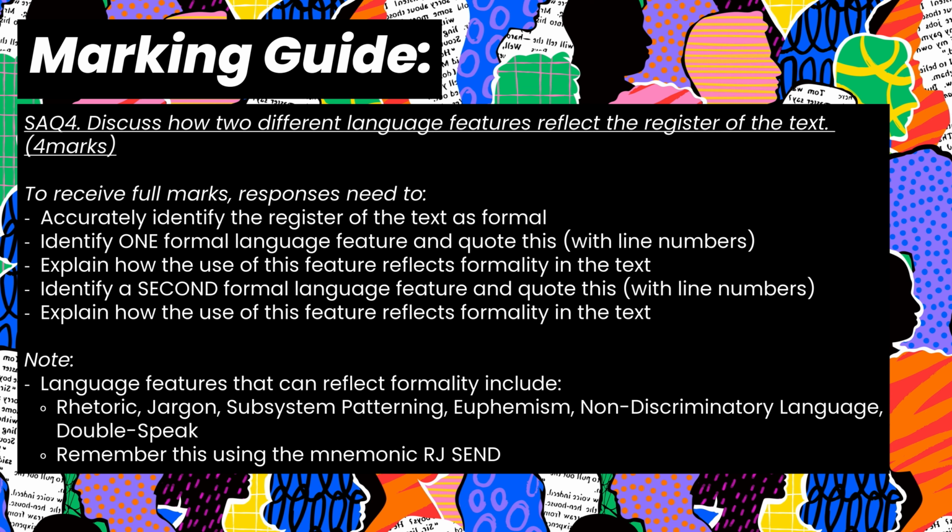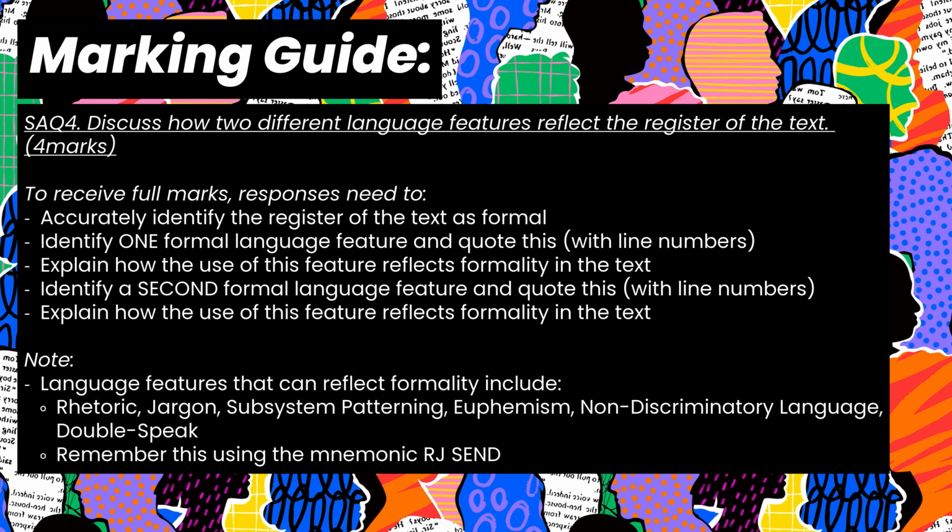Question 4. Discuss how 2 different language features reflect the register of the text. Now, this is a sneaky register question. In fact, all questions like this, I think, are sneaky register questions. Because here, to get the full 4 marks, your response actually has to do 5 things. Number 1, you needed to accurately identify the register of the text as formal.